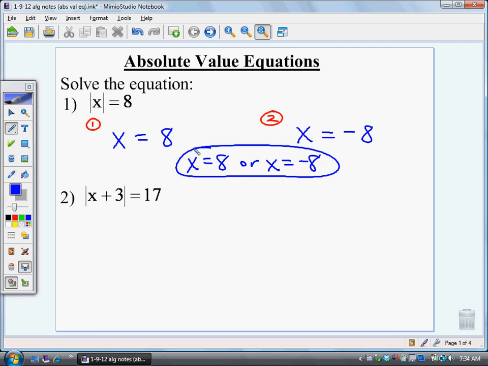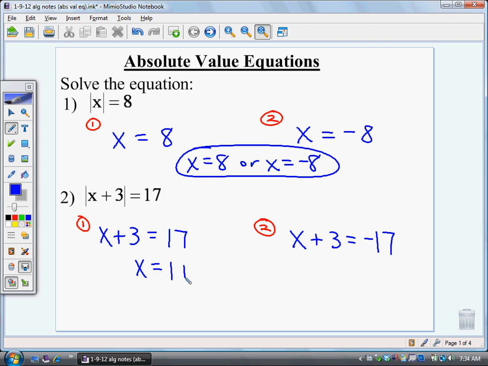On the second one, it's the same idea, only now the part inside the absolute value symbol is x plus 3. So we have to first take into consideration that x plus 3 could be equal to 17, but then we also have to consider the fact that x plus 3 could be equal to negative 17. And now we just solve both equations. Each equation we're going to solve by subtracting 3.